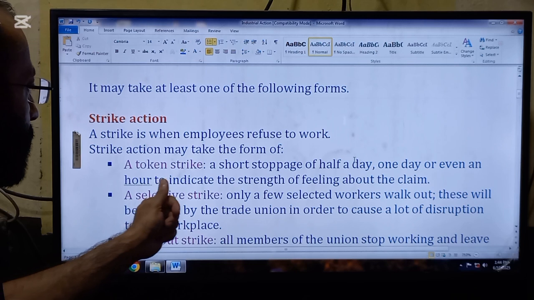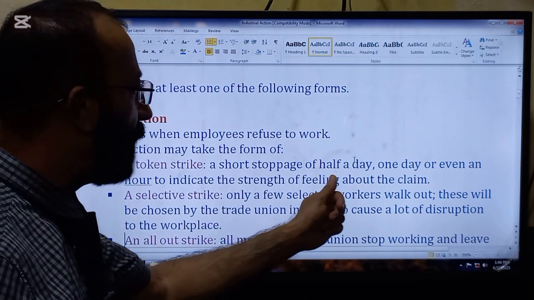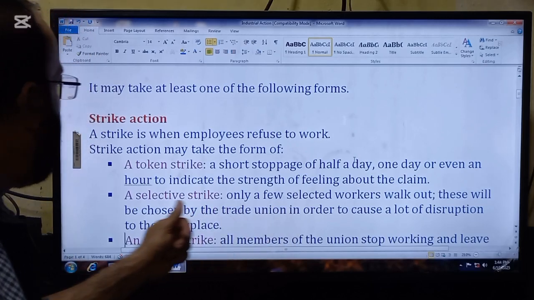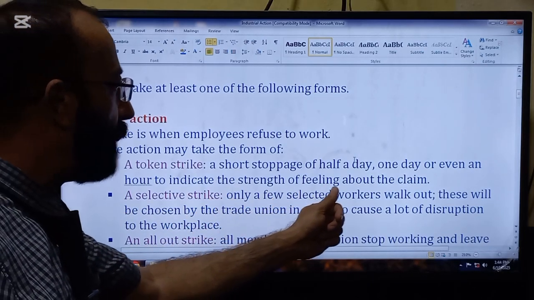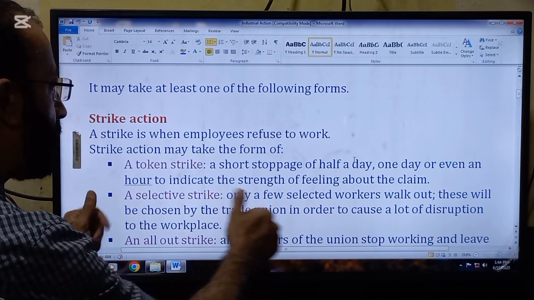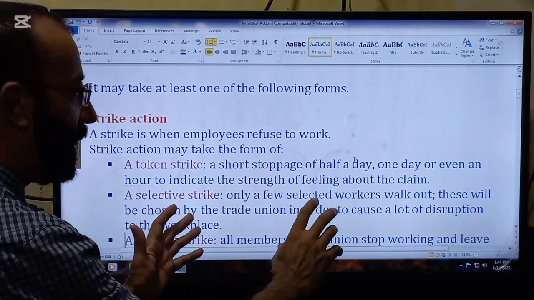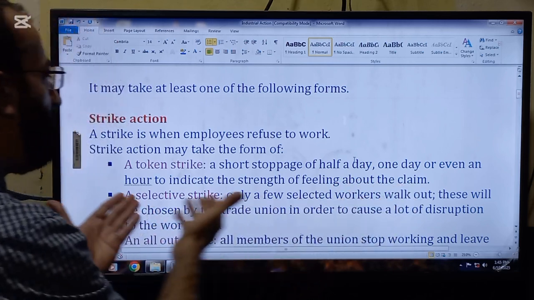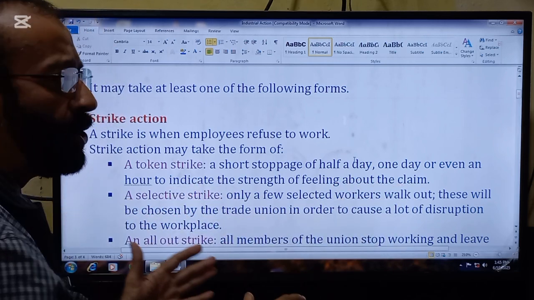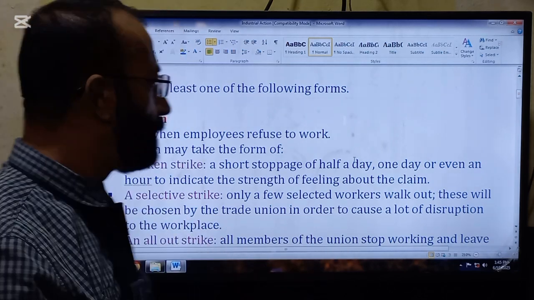Number one, a token strike. A short stoppage of half a day, 1 day or even an hour to indicate the strength of feeling about the claim. So this is just a token strike that consists of only a half day strike or 1 day or even 1 hour just to register their claim.